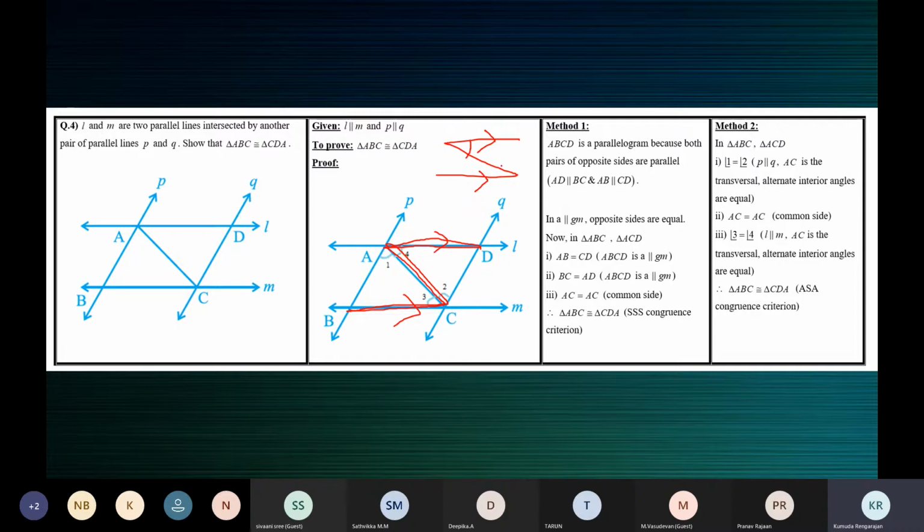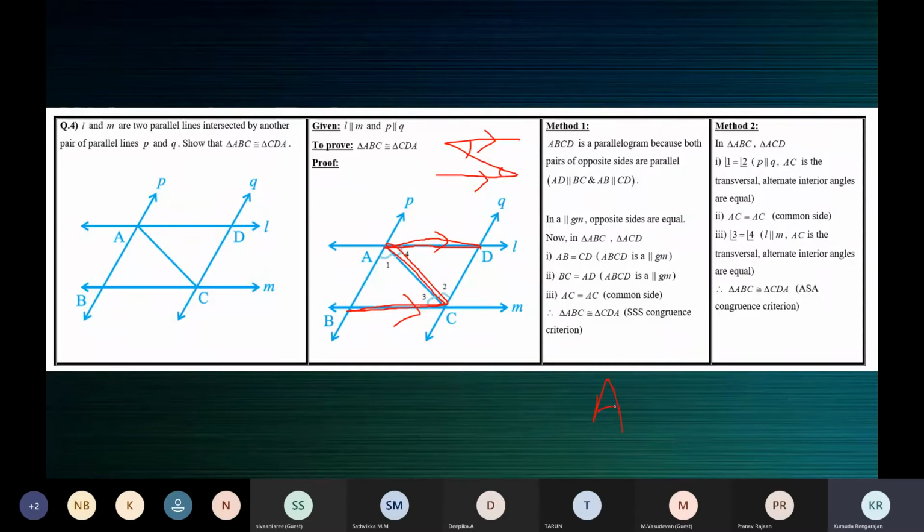Now these angles are equal. Alternate interior angles are equal. So angle 3 is equal to angle 4. Can you make out that angle 3 is equal to angle 4? So L parallel to M, AC is a transversal, alternate interior angles are equal. So now we have mentioned 2 pairs of equal angles.